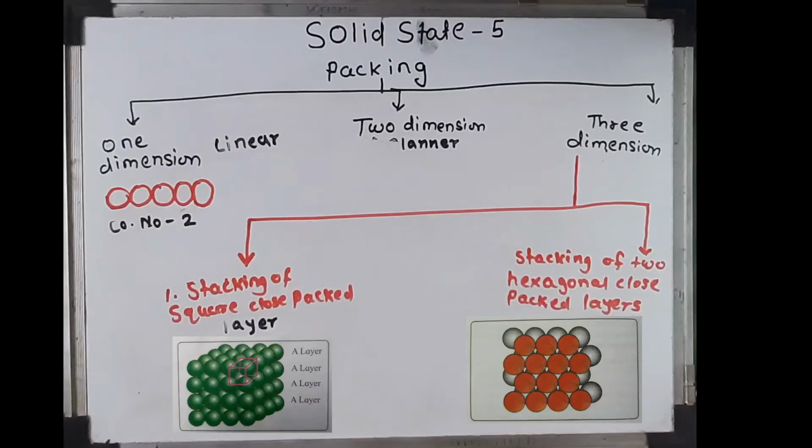In this arrangement, spheres of all the layers are perfectly aligned horizontally as well as vertically. Hence, all the layers are alike and are labeled as A layers. This arrangement of layers is described as AAA type. The structure that results on stacking square close packed layers is a simple cubic. Its unit cell is the primitive cubic unit cell.